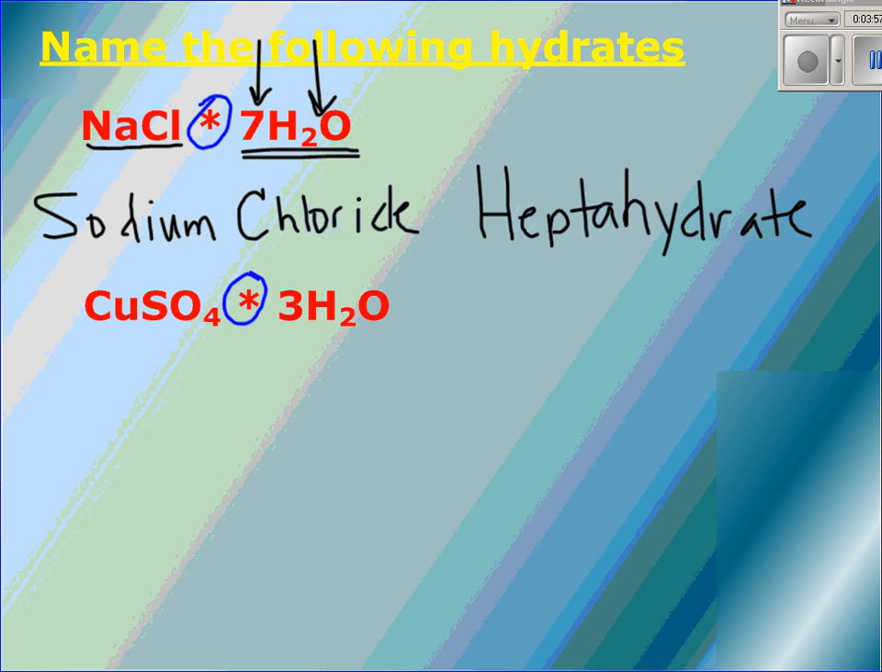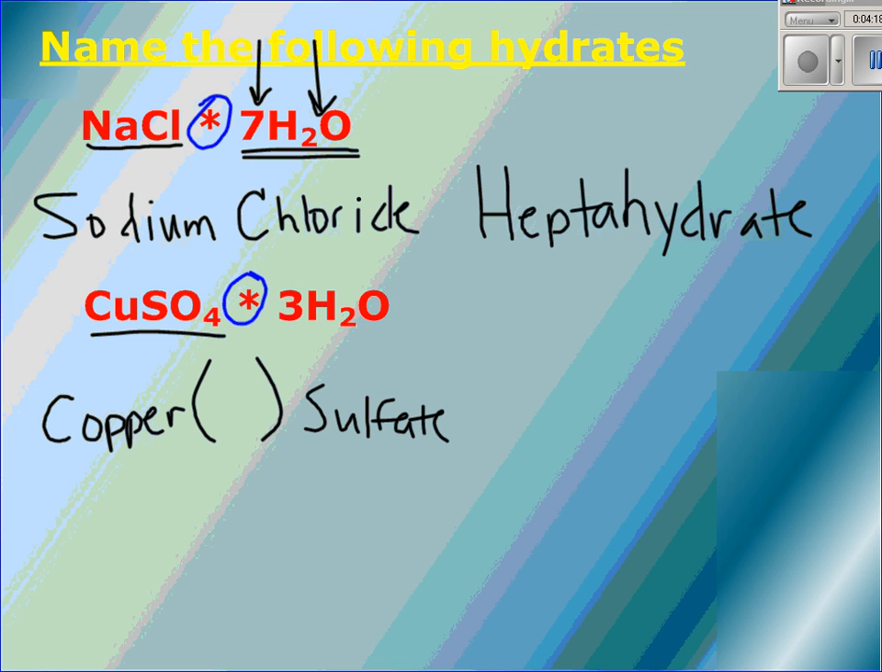Let's take a look at the second one. First of all, we need to name the ionic compound part, CuSO4. Well, Cu is copper. But remember, copper is a transition metal, and therefore needs Roman numerals. We'll come back to that in a second. The SO4 part is sulfate.